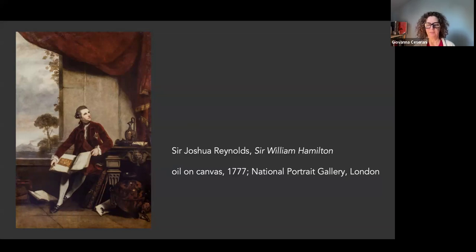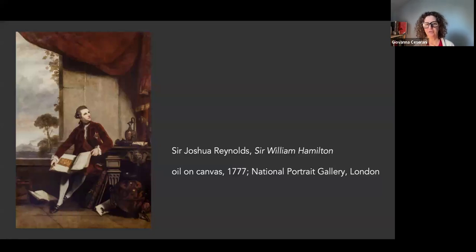And the most significant collection of Greek vases in the foundation of the British Museum came from Sir William Hamilton, and I share the portrait here, who was the long-term British diplomat in Naples, a central figure of the Grand Tour. Everyone who visited Italy also visited Sir William Hamilton at the time in Naples.